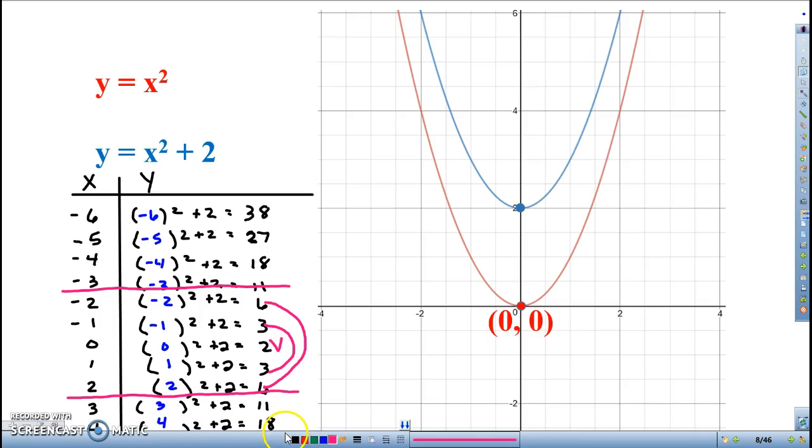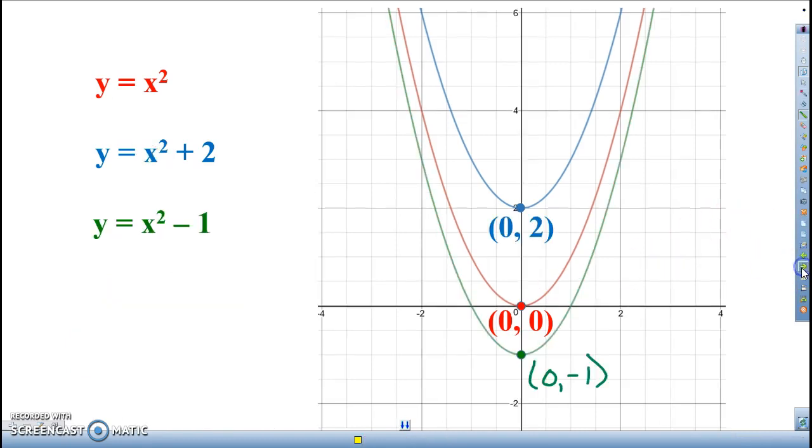What's the fast way of finding the x-coordinate of your vertex? What number has to go inside the parentheses there to make simplified form that number be 0 inside the parentheses? Well, yeah, it's got to be 0. That's how you find your vertex. Take a look at this one. y equals x squared minus 1. Well, it's my parent function here in red moved down 1.